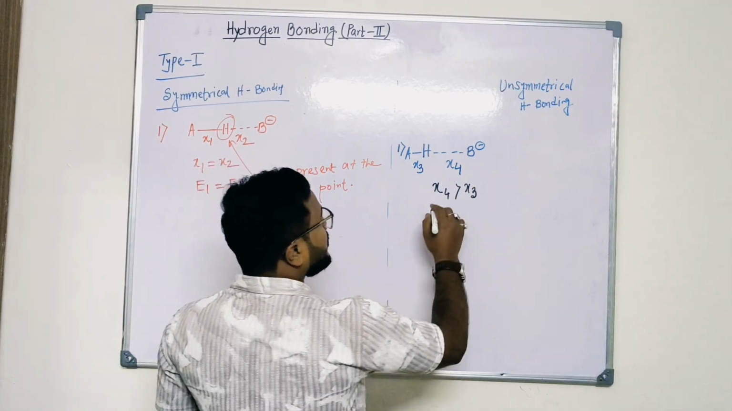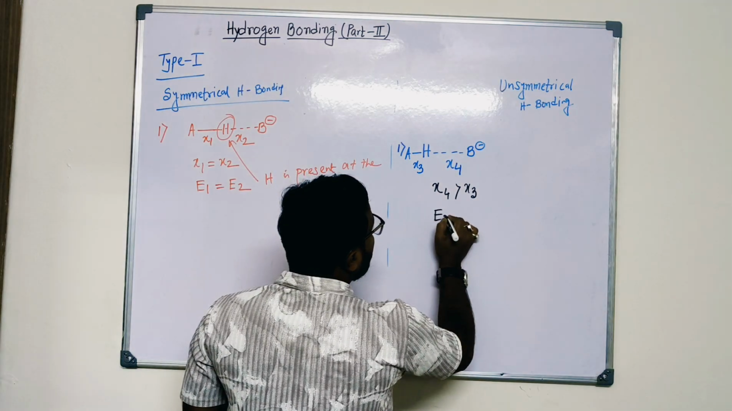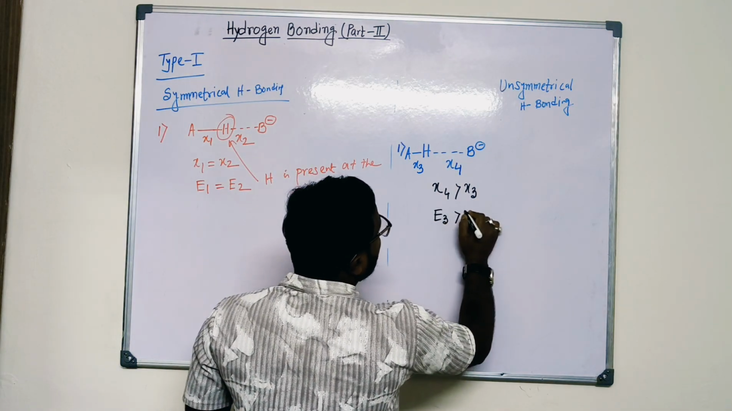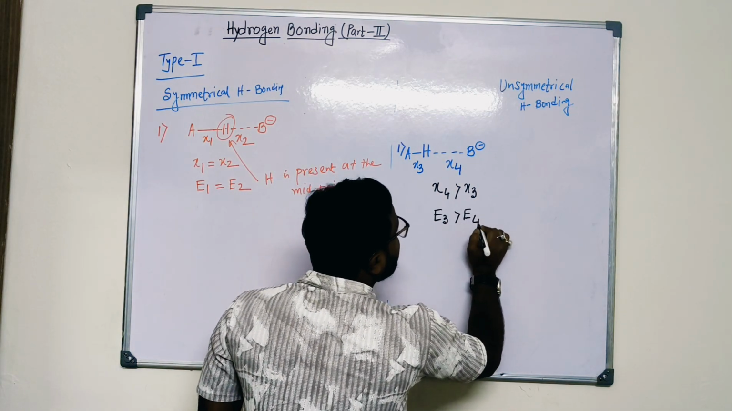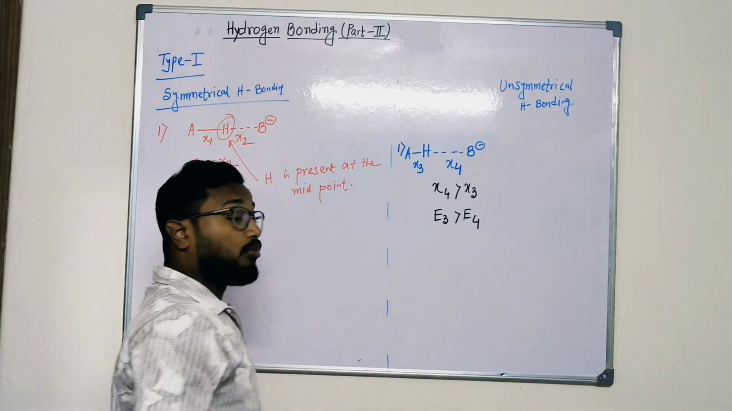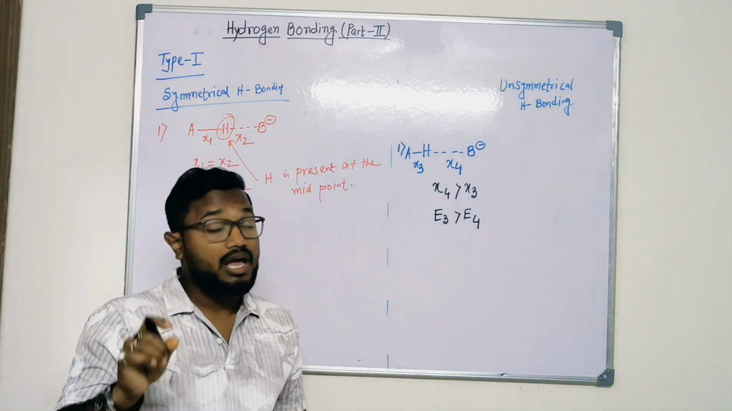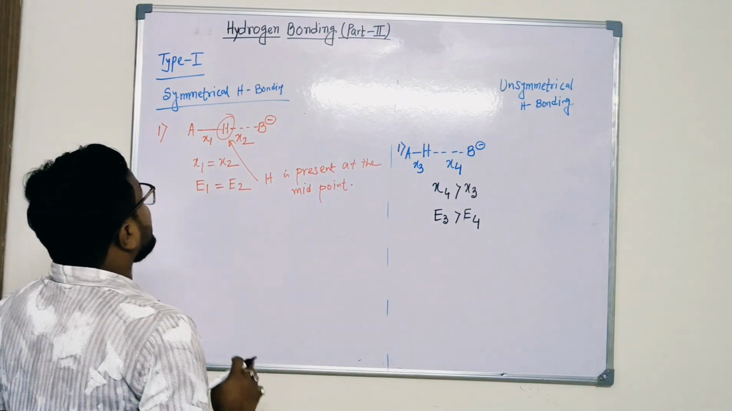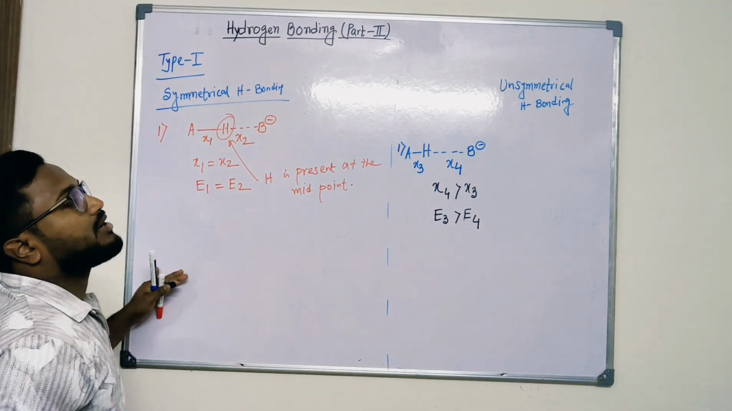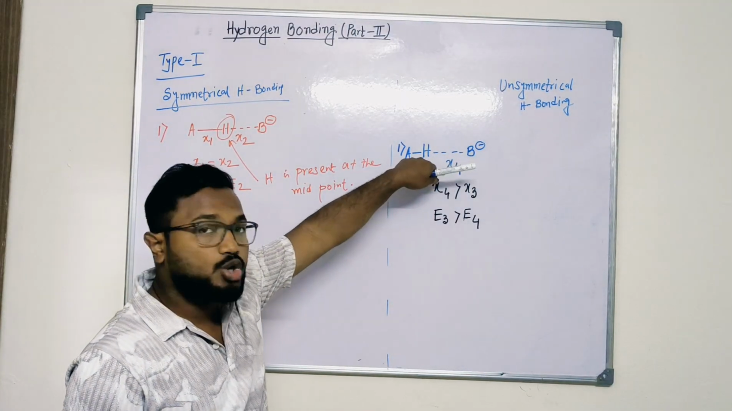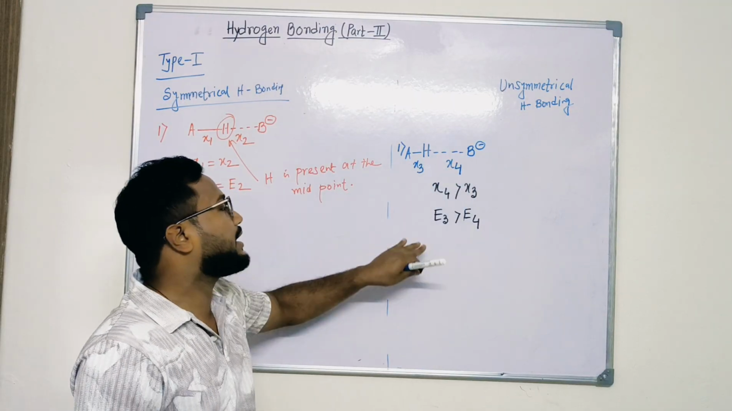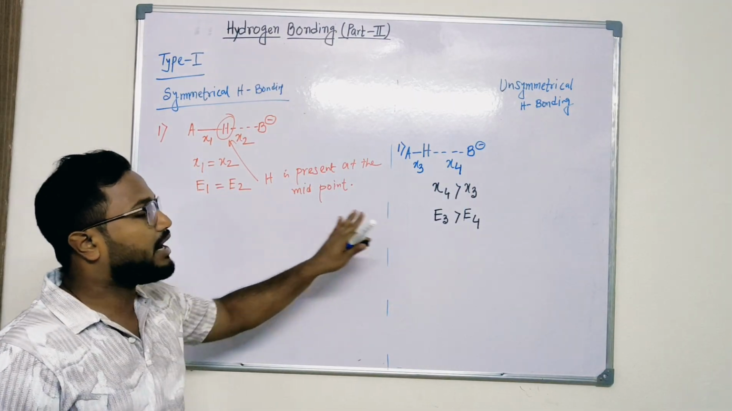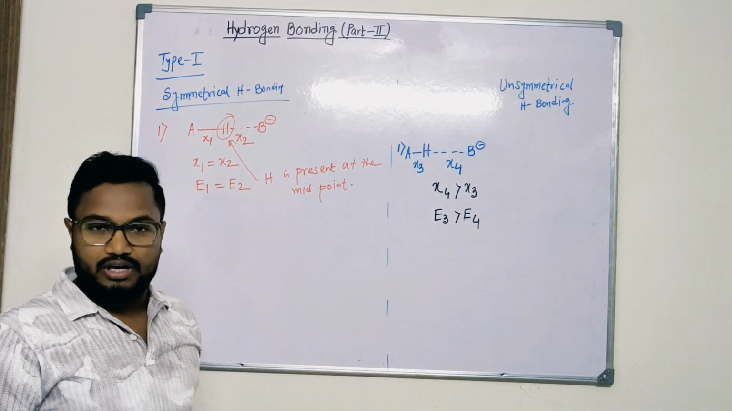As a result, bond energy E3 is going to be greater than E4, as we know bond length and bond energy are inversely proportional to each other. So we came to know that in unsymmetrical hydrogen bonding, hydrogen is not present at the midpoint, and in this case bond length and bond energy are also different.